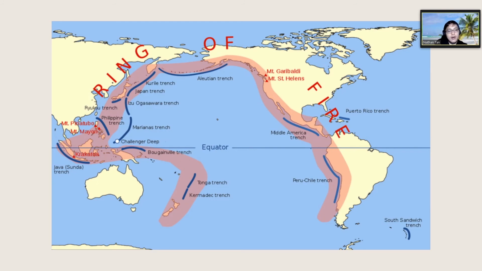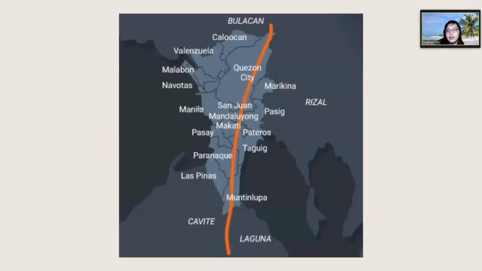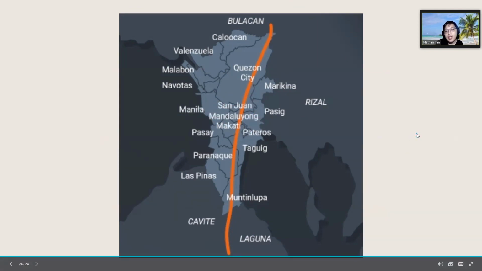So here is the Philippines, as you can see. It is sandwiched by the Pacific Plate and the Eurasian Plate. So that's why it has many earthquakes. Aside from that, this is a picture of the West Valley Fault, and Mandaluyong is on the path of the fault. That's why it is very prone to earthquakes, or the big one.